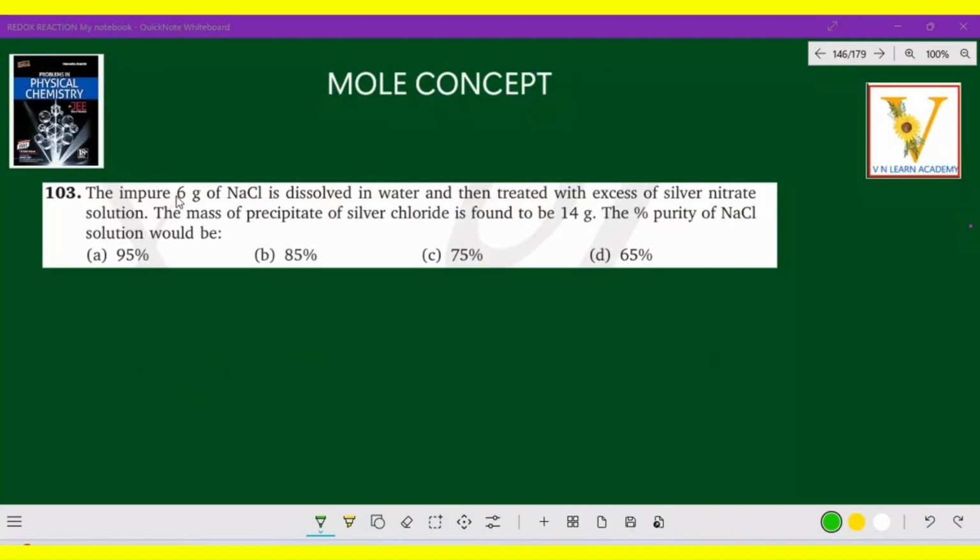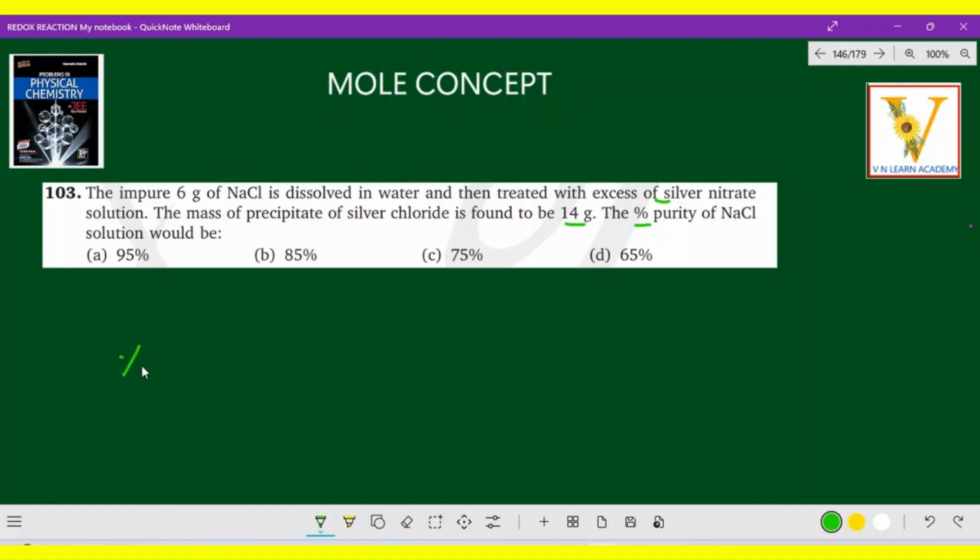Next question. Impure 6 gram of sodium chloride is dissolved in water and then treated with excess of silver nitrate solution. The mass of the precipitate of silver chloride is found to be 14 gram. The percentage purity of the sodium chloride would be. See, generally percentage purity, you know what that formula is? Percentage purity is mass of pure substance divided by mass of impure substance into 100. I just mentioned the formula and the concept, then we can go on to solve this question.